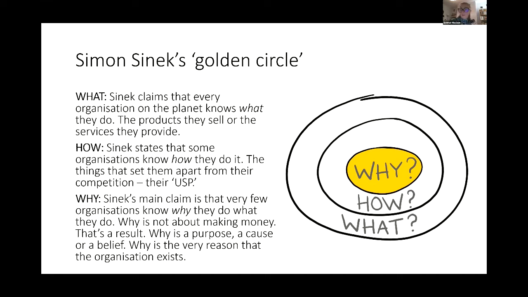Why is the very reason that the organization exists. I used to read Simon Sinek's work and think, do you know what? Social work, we're sorted. We've got our why. We know our why. But over time, I think we are losing sight of why we are social workers. I hear all of the time people saying, this isn't why I became a social worker. But when I ask them, why did you? They're not as able to articulate that.